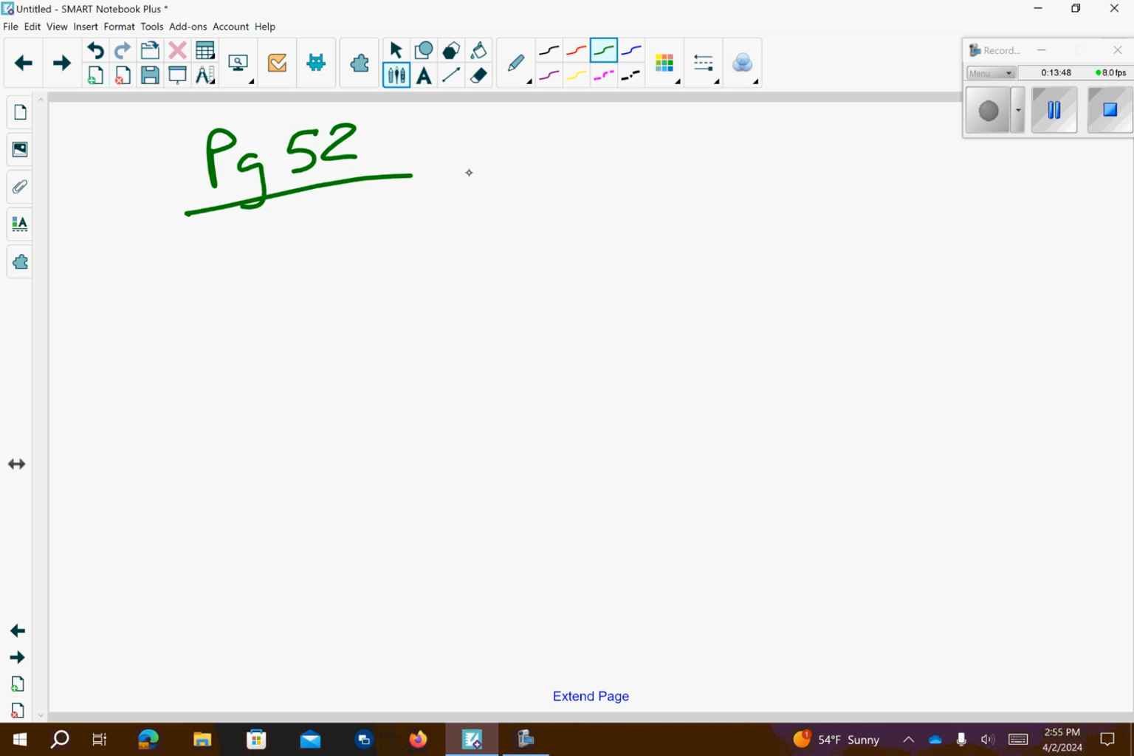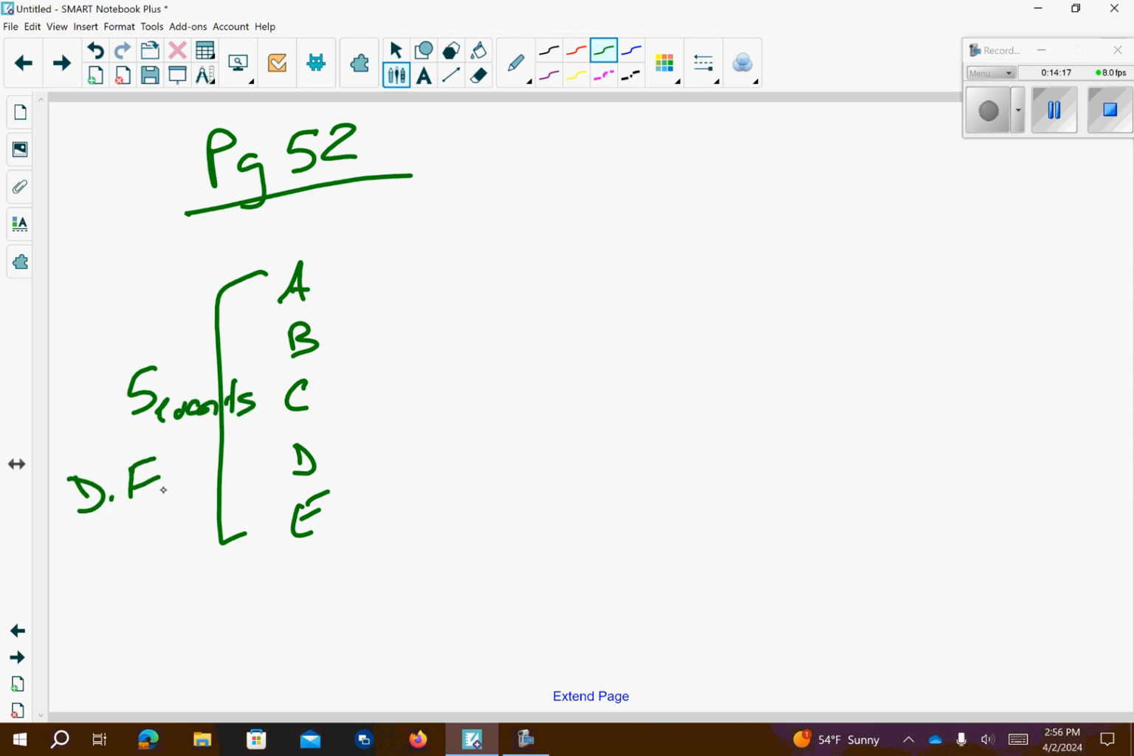If you had a sample set of 12 situations, your degrees of freedom would be 11. So remember, degrees of freedom is always 1 less than what we have. Okay, so what we wanted to do is, let's say we went back to our cards. On page 53, you have A, B, C, D, and E. So we have 5 events. That means our degrees of freedom have to be 4. Okay, 1 less than the events.